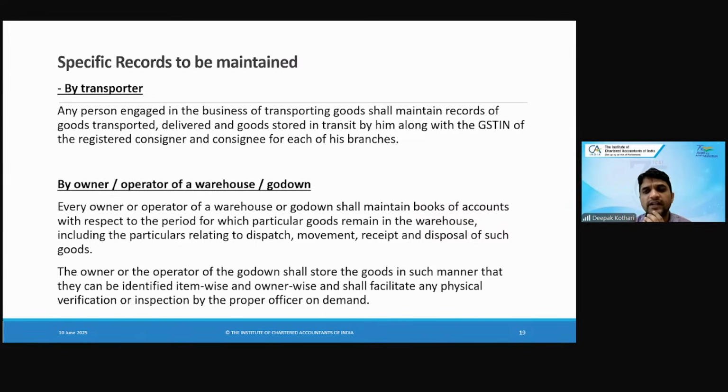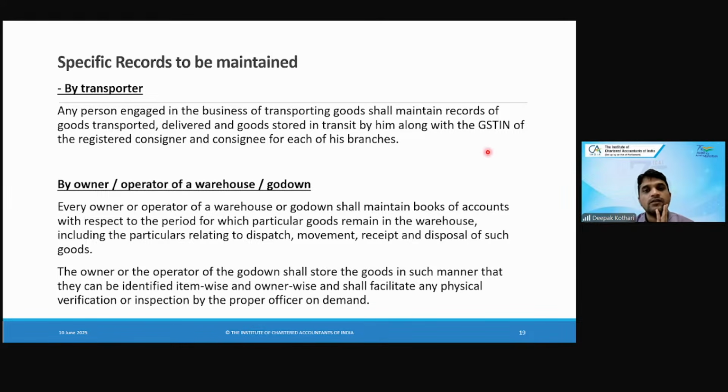Will it be complex to maintain item-wise records? If you have a proper software, then it will not be complex. If you do not have a proper software, or you try to maintain in Excel, then it will become complex, not otherwise.